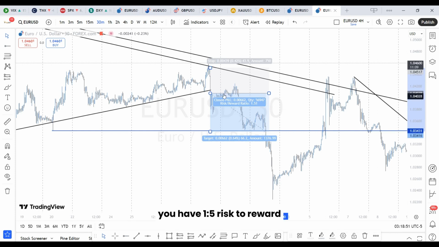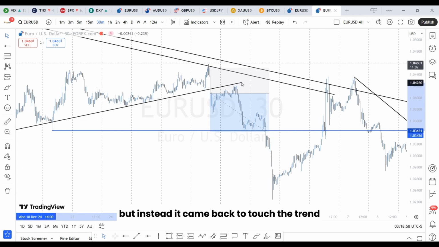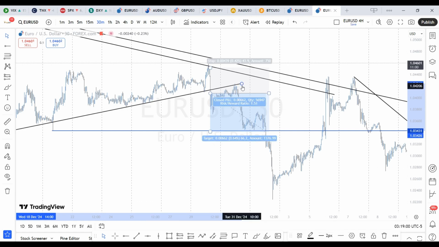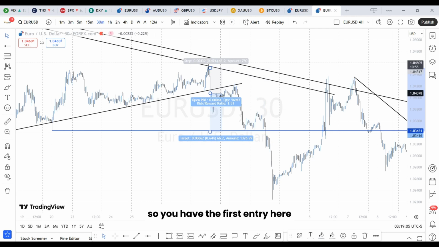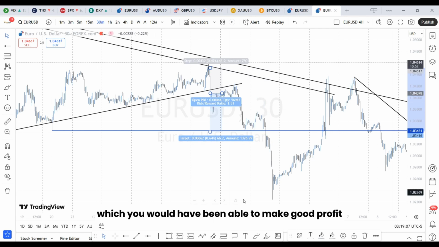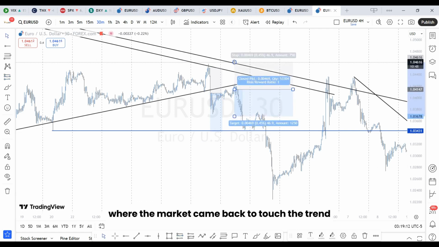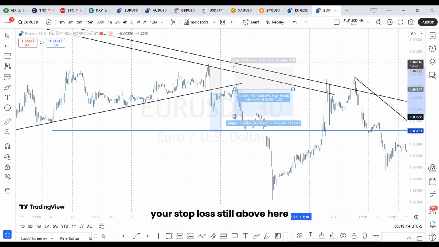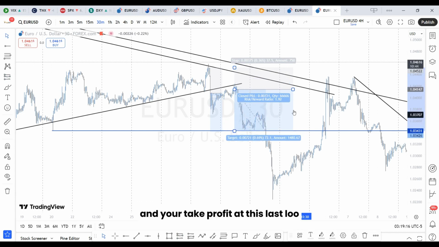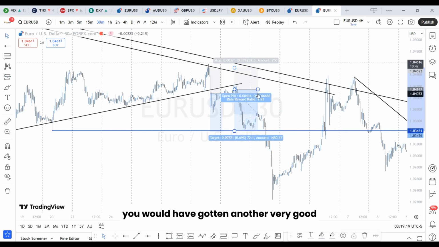You have 1:5 risk to reward. Even as much as the market has broken the trend, the market tried to go back, but instead it came back to touch the trend before continuing lower. So you have the first entry here, which you would have been able to make good profit. Then you have another possible entry here where the market came back to touch the trend. Your stop loss still above here, and your take profit at this last low, you would have gotten another very good, probably 1:2 risk to reward trade.